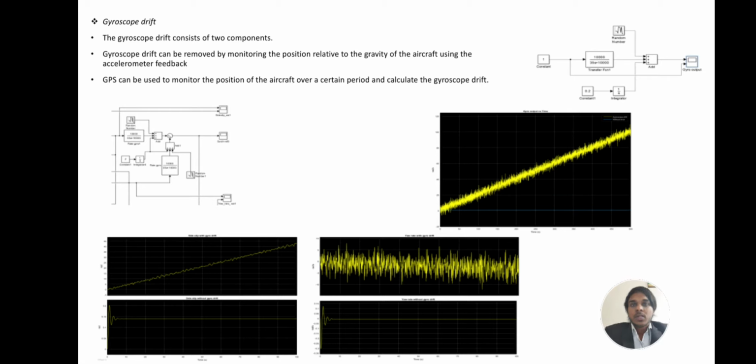Now let's look at the gyroscope drift. The gyroscope drift consists of two components. One is an angular random walk and the other is a slowly increasing value. What happens to the output signal of the system when it is subject to the gyro drift is shown in these graphs. Gyroscope drift can be removed by monitoring the position relative to the gravity of the aircraft using accelerometer feedback. GPS can be used to monitor the position of the aircraft over a certain period and calculate the gyroscope drift.